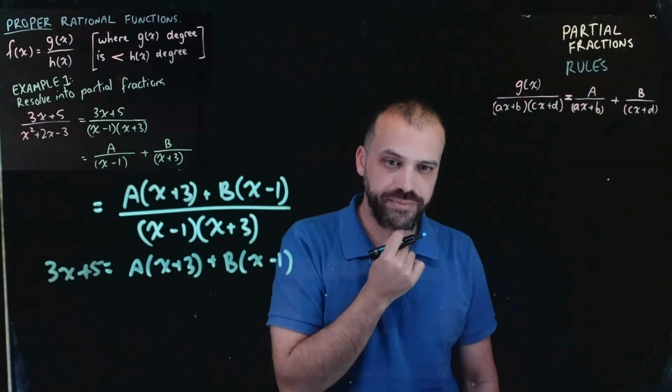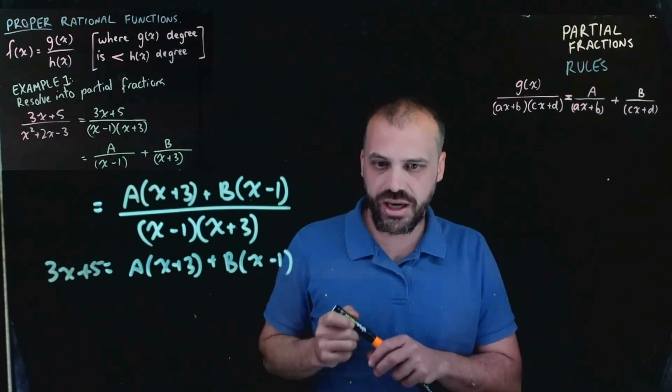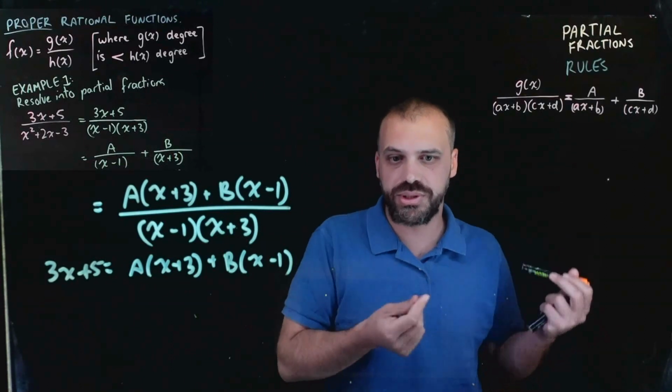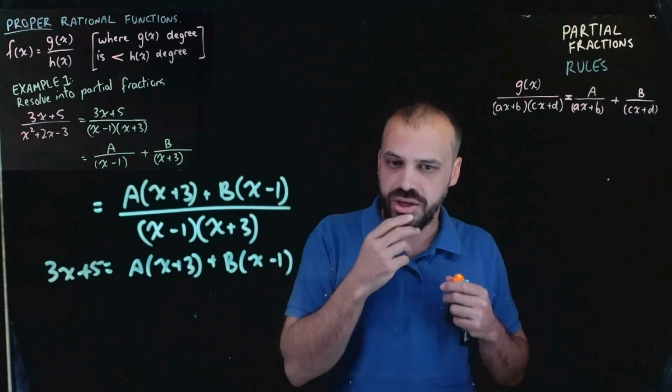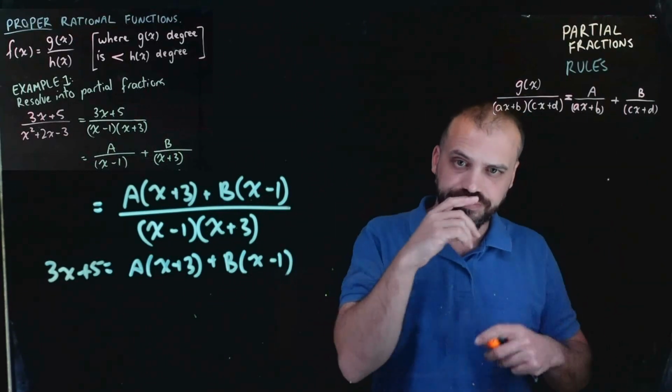Okay, so now we know that 3x plus 5 is equal to a times (x plus 3) plus b times (x minus 1). It still feels really problematic because we only have one equation and three variables that we don't know. We don't know what x is, we don't know what a is, and we don't know what b is. So what do we do here?